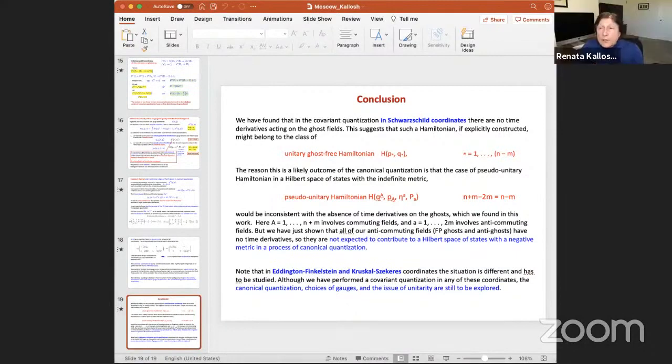Well, what is interesting in the Schwarzschild case, we didn't know that there will be practically a unitary gauge, apart from those monopoles and dipoles. But even for monopoles and dipoles, it appears that we can get the unitarity.